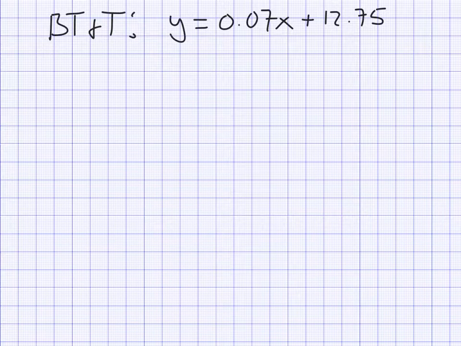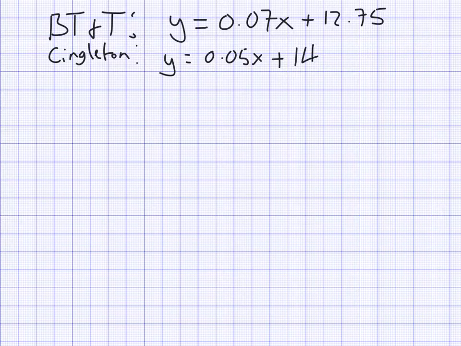So there you go. This is an equation that models the monthly bill for BT&T, y, given some number of minutes, x. And we'll do the same thing for Singleton. We've got y equals. This one will be 5 cents per minute, and it has a flat rate of $14.15. Now our goal, again, is to figure out for how many minutes, so that means we're solving for x, will it take until these two plans are the same cost. So remember, y is the cost, so we want to know when these two things are equal.